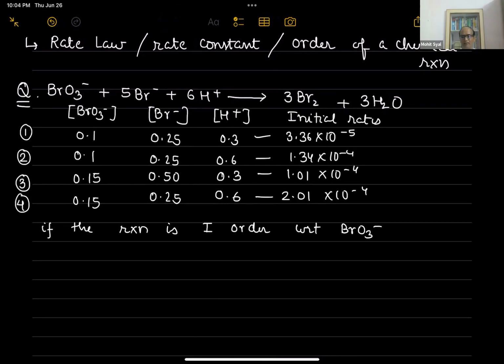What is the order with respect to Br minus and H plus? Are you getting my point or not? If the reaction is first order with respect to bromate, BrO3 minus, what is the order with respect to Br minus and H plus? And you have to write the overall order of the reaction. Getting my point or not? Is the question clear to everybody?